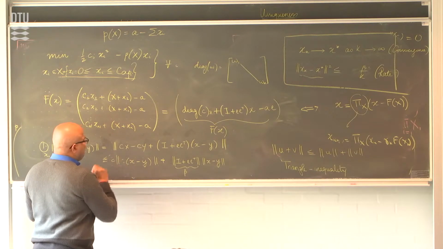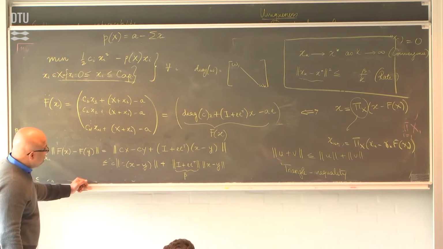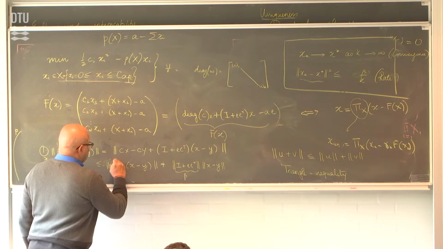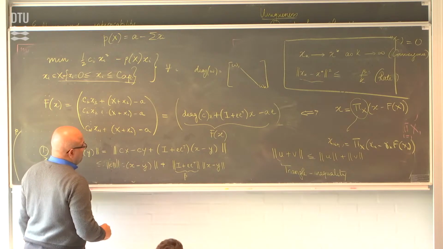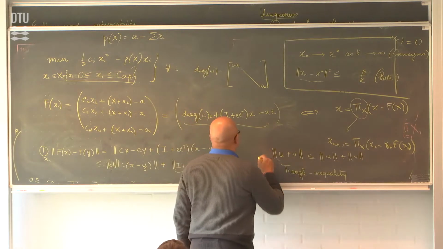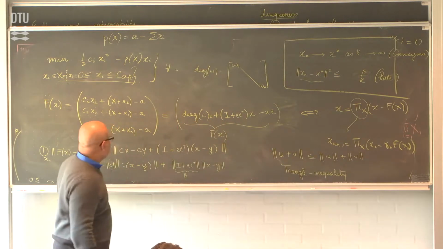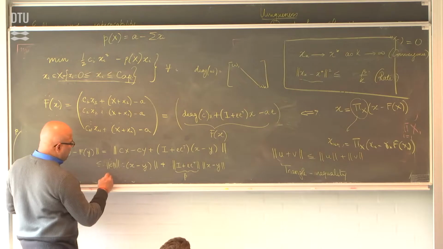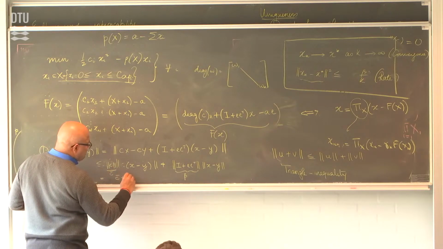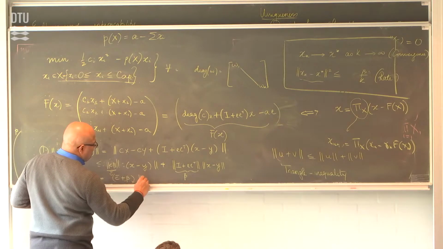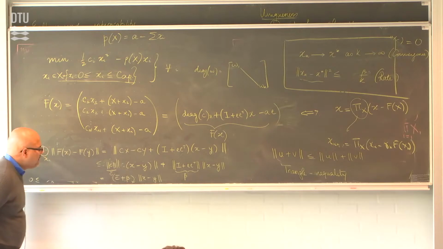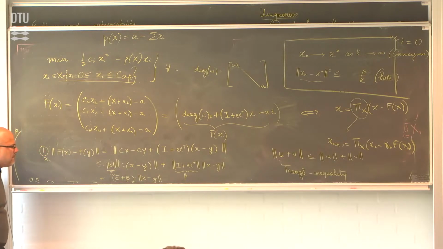I can bring the C out because C is a scalar. Oh no, C in this case is a vector, I'm sorry. This is just norm C times x minus y. How do you do that? So you can just use Cauchy-Schwarz for that. So what you get is, it's called the C bar, and you're left with C bar plus beta times x minus y.